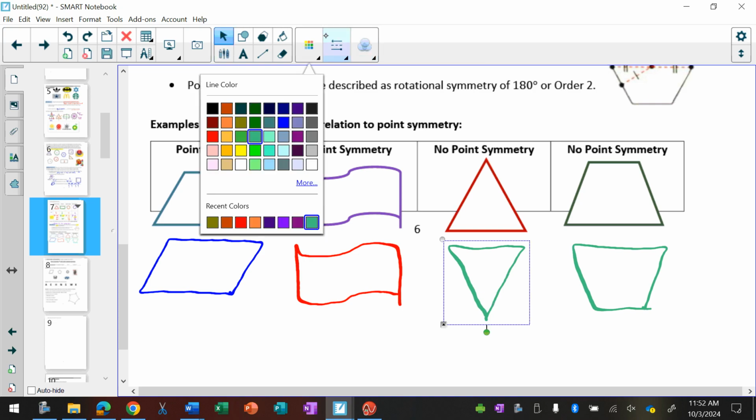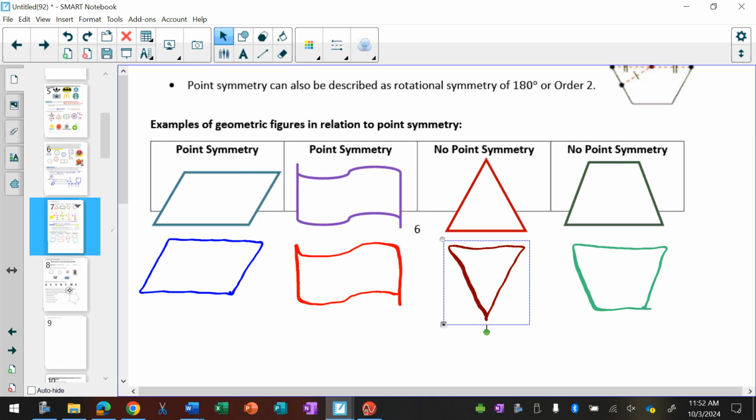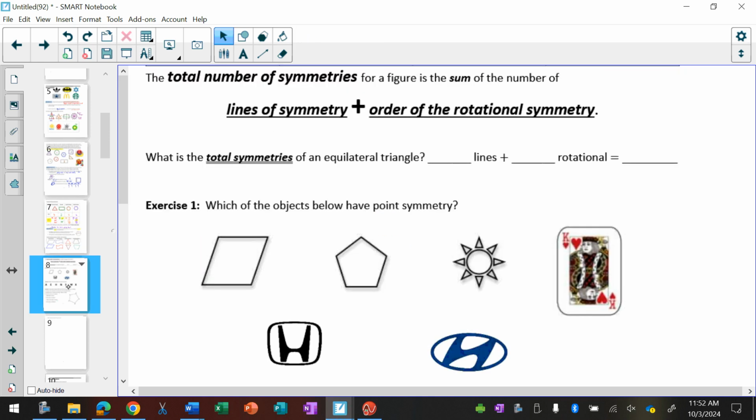So that's the idea behind point symmetry. It has to look the same upside down. So the third part to this is total number of symmetries. And the word total means add everything together.